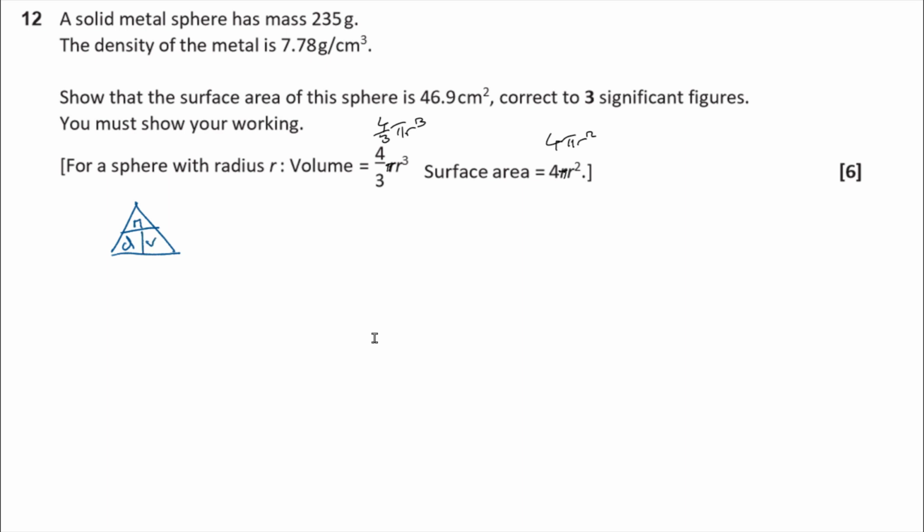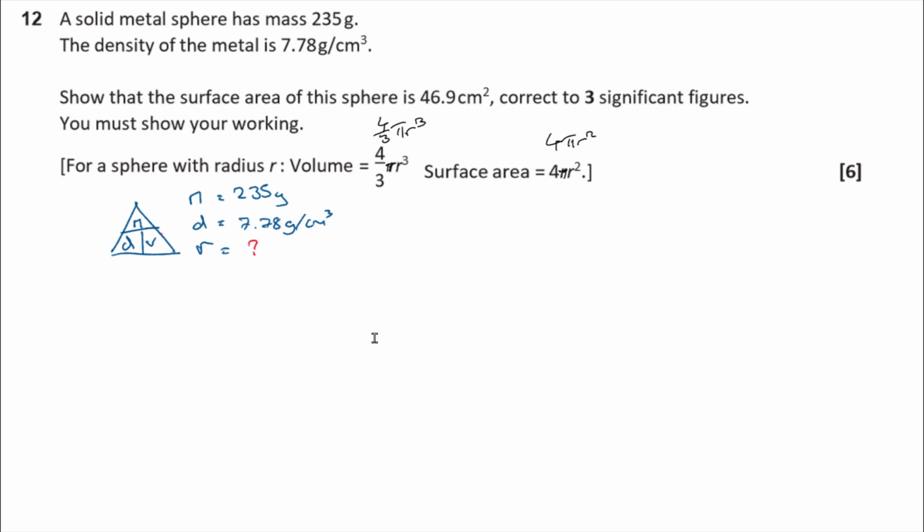Let's start with the formula for density, mass, and volume. Density equals mass over volume. We've got mass and density, but we don't have volume, so we're working backwards to find volume. The mass is 235 grams. Density is 7.78 grams per cubic centimeter. When you're doing these compound units, double check that they match up. These ones do, they're both in grams, but sometimes you need to change them.